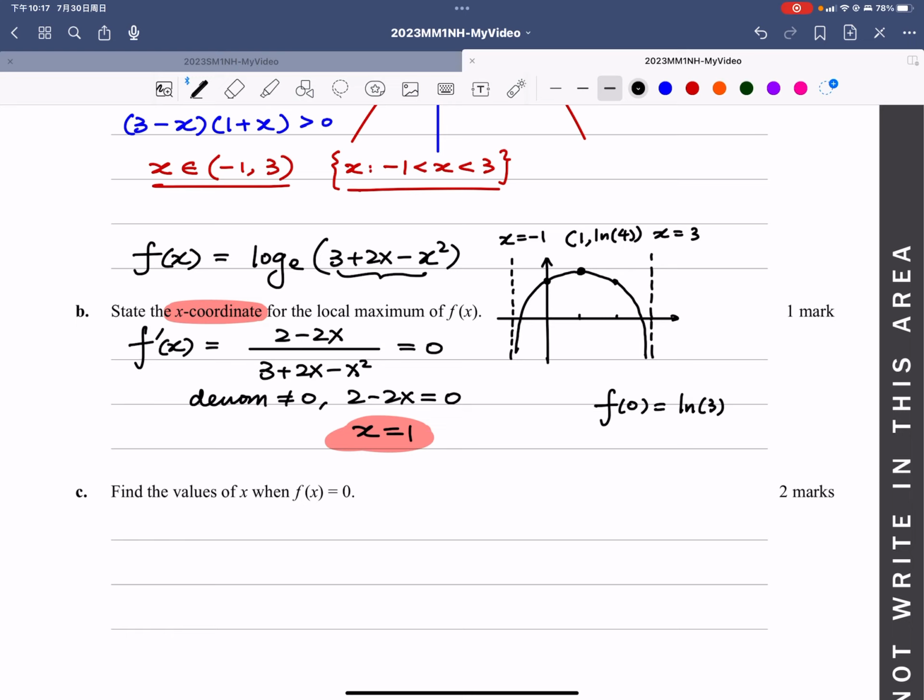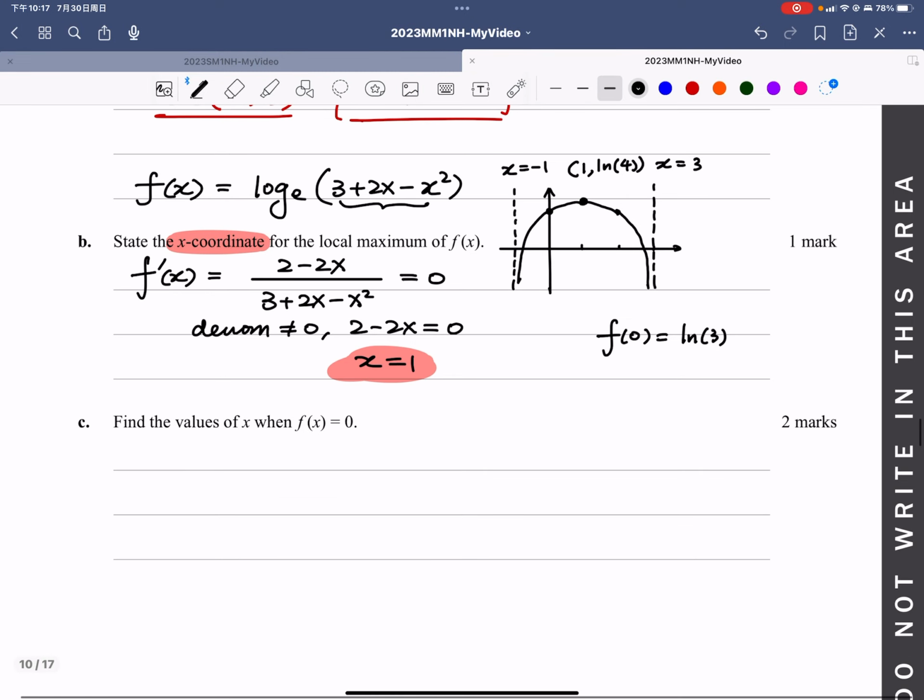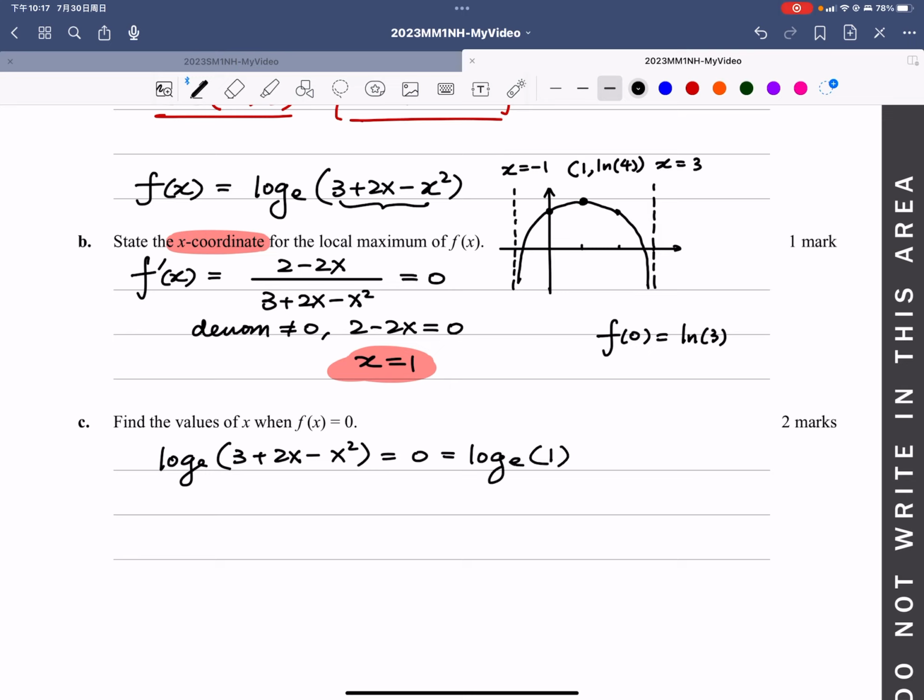Okay, find the values of x when f of x equals to 0. So, log e of 3 plus 2x minus x squared equals to 0. But can I turn this into a log form? Well, log e 1 is 0, okay? So we can actually equate the bracket 3 plus 2x minus x squared equals to 1. So I can change everything to one side.